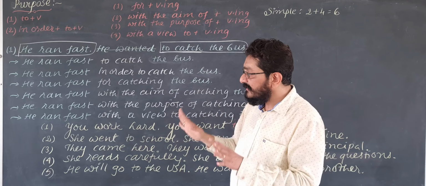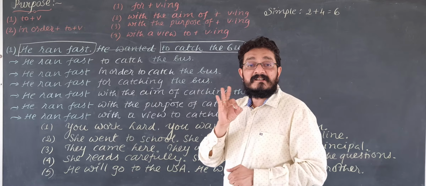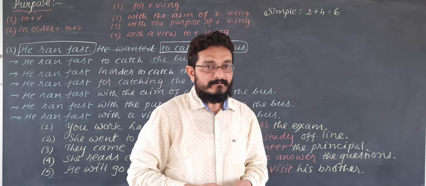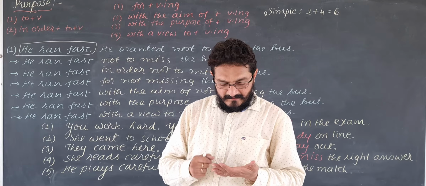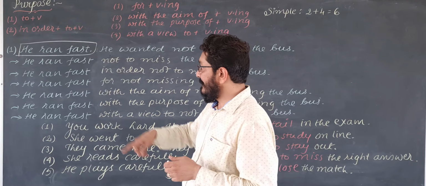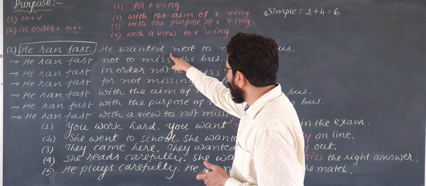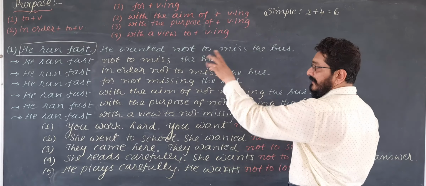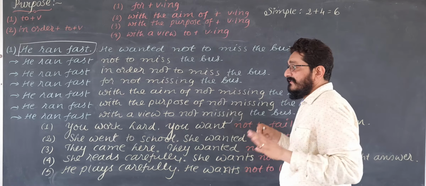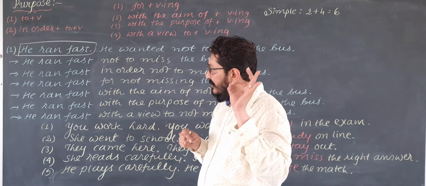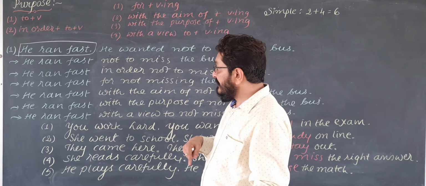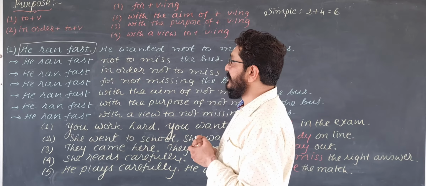Now, I am going to deal with what will happen if the sentences are negative. So wait for some time. Now suppose the sentence is negative. He ran fast. He wanted not to miss the bus. Earlier what it was? He ran fast, he wanted to catch the bus. Here it is not to catch the bus. So this sentence which shows the result is negative. Then what are the 6 methods the sentences can be joined together?